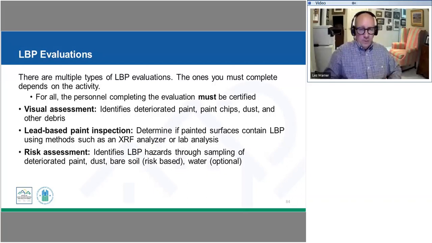We talked the first day, there were questions about, what if I have bare soil? And so testing water's not a requirement of this, but that's something that could be optional on that. So keep in mind that a visual assessment alone is not considered a lead-based paint evaluation.